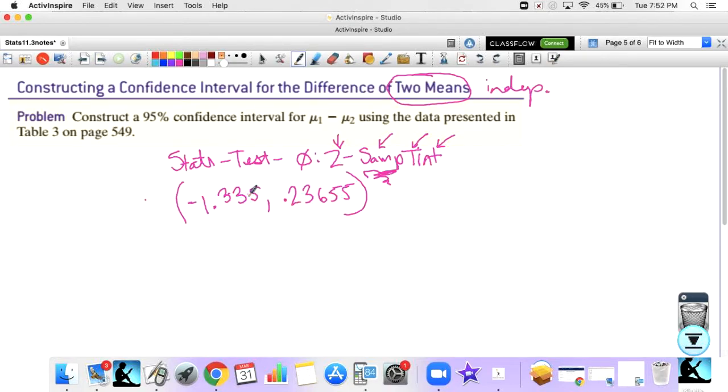Negative 1.335 milliliters and 0.23655 milliliters. Because again, these are both a measurement. Since we're talking about average, it's not a percentage point, they're both milliliters. So we're 95% confident that the mean difference between red blood cell mass of animals that went to space and those that stayed on Earth is between negative 1.335 milliliters and 0.23655 milliliters. The negative here means that it's less. The positive here means that it would be higher. So it's going to be going down by this much or up by this much. It's kind of like the give or take.